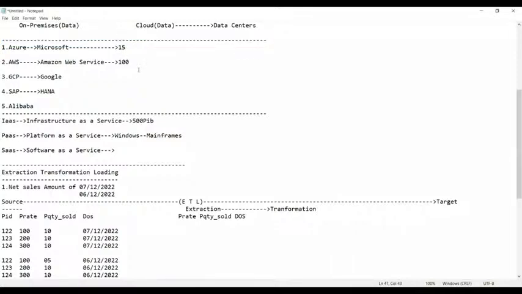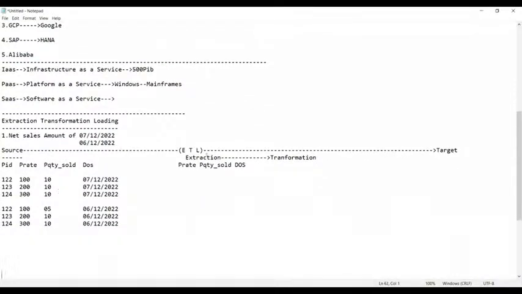Okay, sorry guys, it got disconnected. Okay, everyone, just have a look. We were discussing this. The first part is extraction. Out of all this, we require to pull in the product rate, product quantity sold, and DOS. The date of sales is required in the process of extraction.